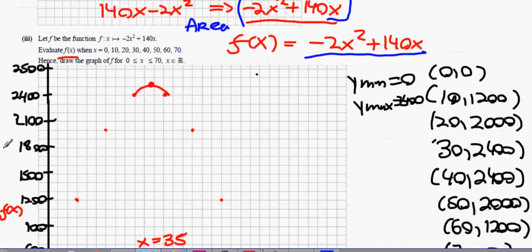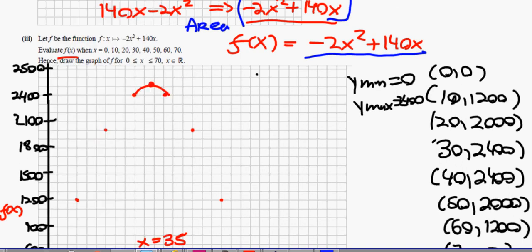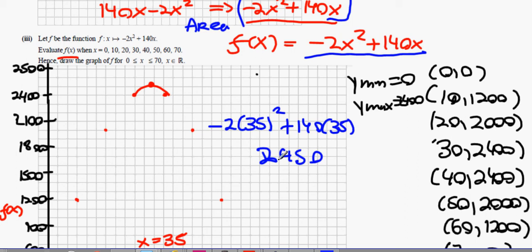So what I can do here is go back to my calculator, just keep this the way it was, and just do start of 30, end of 40, step 5, and what I got here was the point 35, 2,450. That's basically all I have to do. It's the same thing as putting in minus 2 times 35 squared plus 140 times 35. We'll basically get 2,450. Okay, so that's what we're doing there.